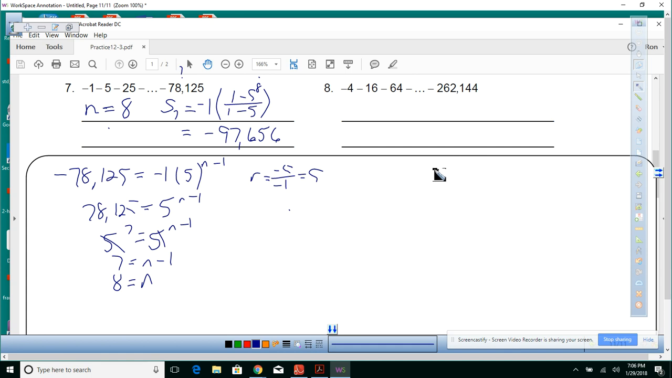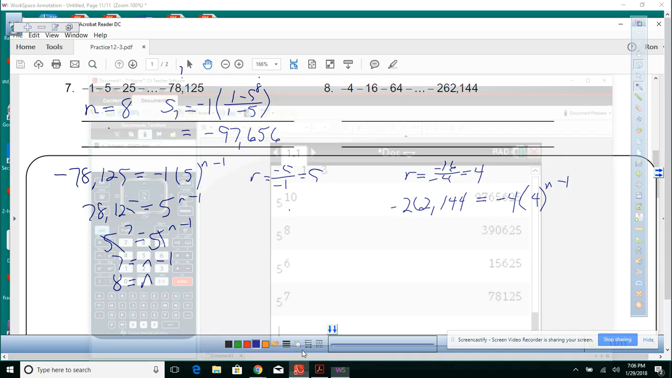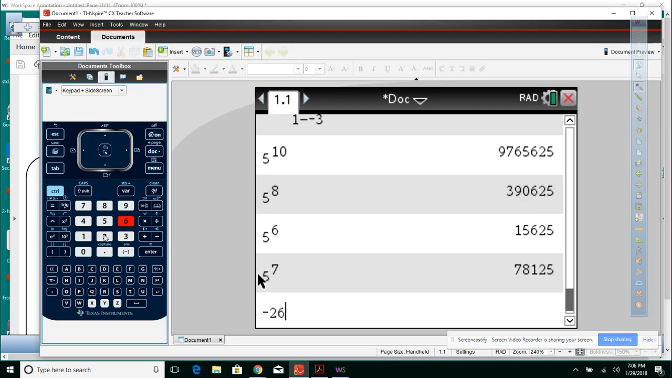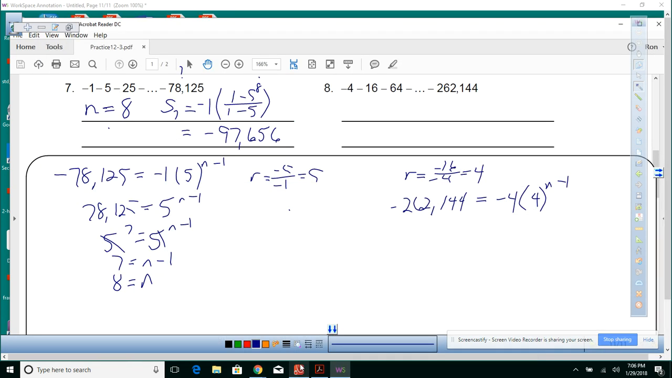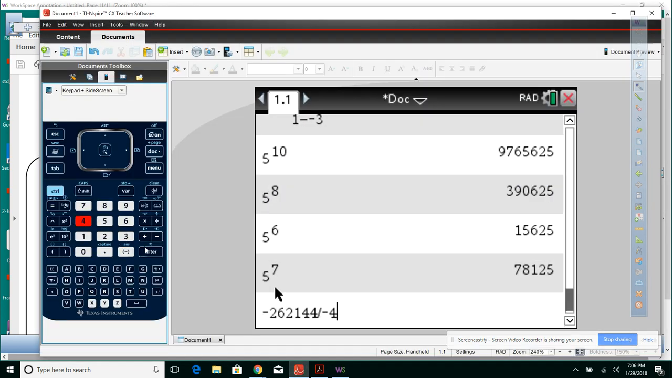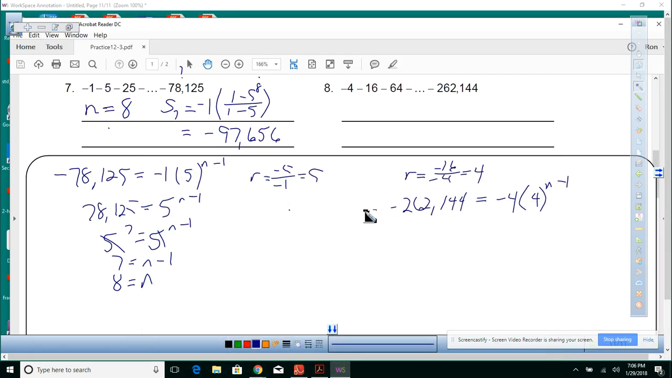And let's try this one here. So let's see, R equals negative 16 divided by negative 4, which is 4. So we got negative 262,144 equals negative 4 times 4 to the n minus 1. Negative 262,144 divided by negative 4, and I get 65,536. 65,536 equals 4 to the n minus 1.